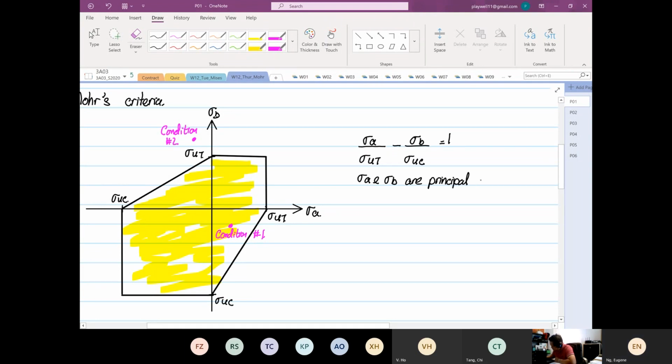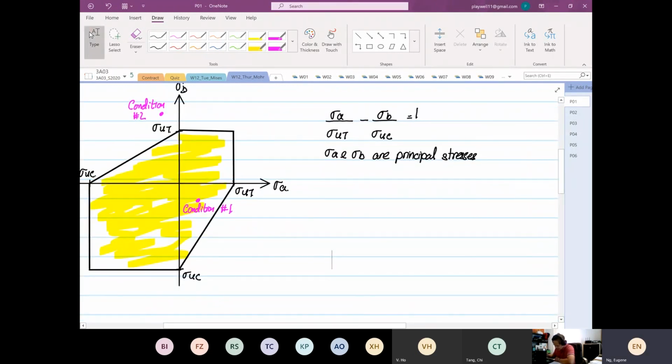So like what I mentioned last week, just to quickly recap: where stress A over ultimate tensile stress minus stress B over ultimate compression stress, if this entire term is less than 1, the structure will not fail. Or will not yield. It's not failure, it's yielding, okay? It will not yield.